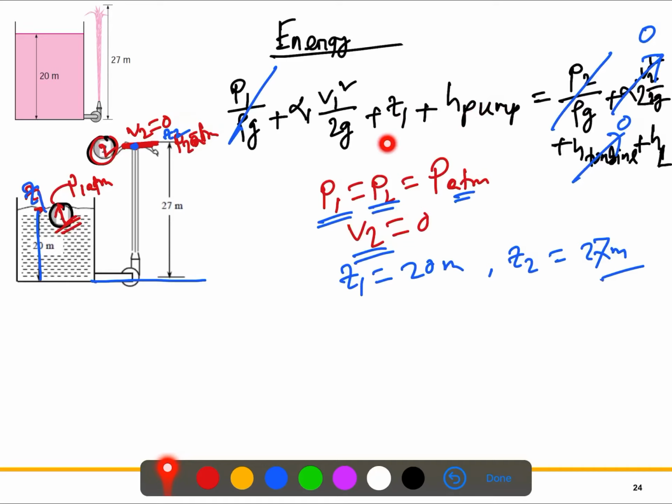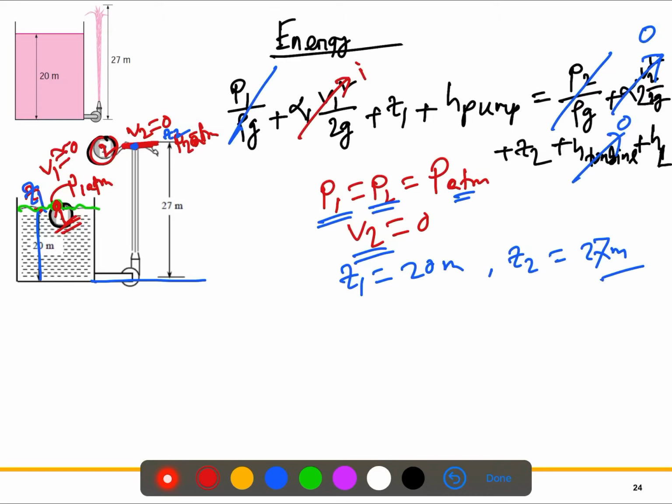Okay, we know the z1, we know the z2. I should write it down here, p2 over rho g, we should have z2 as well. So what is v1? You can remember, this is point 1, and this is the free surface. So at the top surface, the fluid velocity at the free surface of this tank should be very low velocity. At this point, the velocity v1 is not 0, but it is very low. So we'll say this is very close to 0, so we'll ignore this velocity.